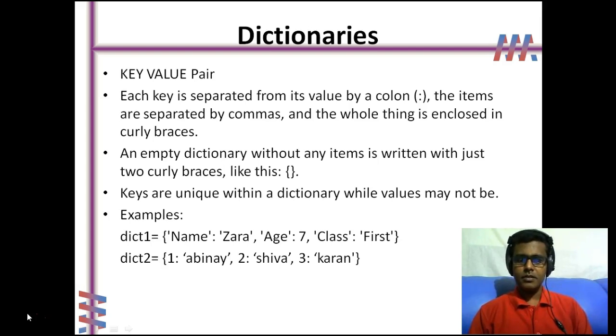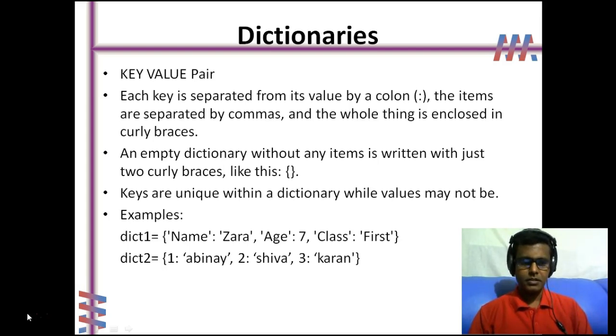An empty dictionary is represented by curly braces, an open bracket followed by a closed bracket. The keys within a dictionary should have unique values, and the values need not be unique. Here there are two examples given.